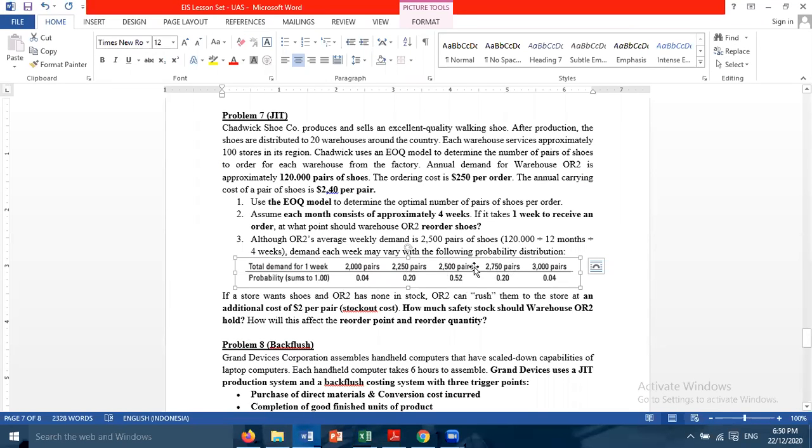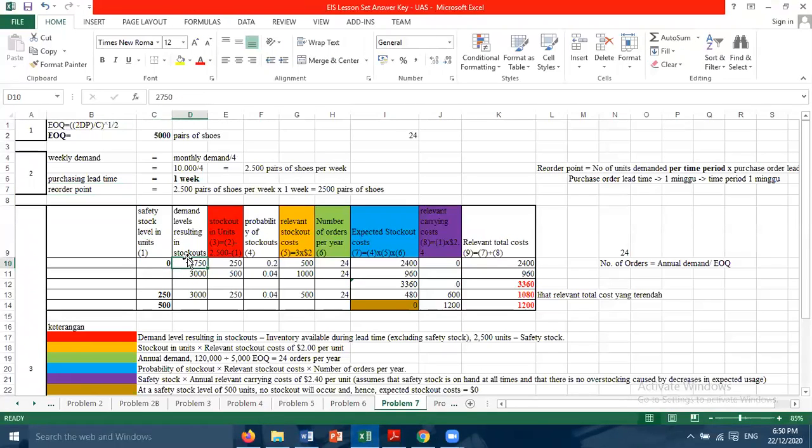In the table given, we know that demand could be above 2,500. In this case, it could be 2,750 or 3,000. So here, there are two possibilities in which stock out will occur. First, if the demand is 2,750, and second, if the demand is 3,000. If it does happen, we will have a stock out of 250 units and 500 units.